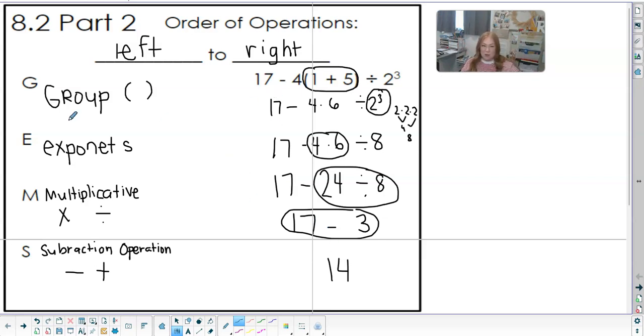I circled my step. I was on G. I circled the step. Do it, bring it down. I circled the exponent. Do it, bring it down every time. So things to remember, left to right, you have to go in order. You have to go in order of GEMS. Multiply and divide are just opposites. One's not more important than the other. You do whichever one you come to first. Same thing with subtraction and addition, whichever one you come to first.